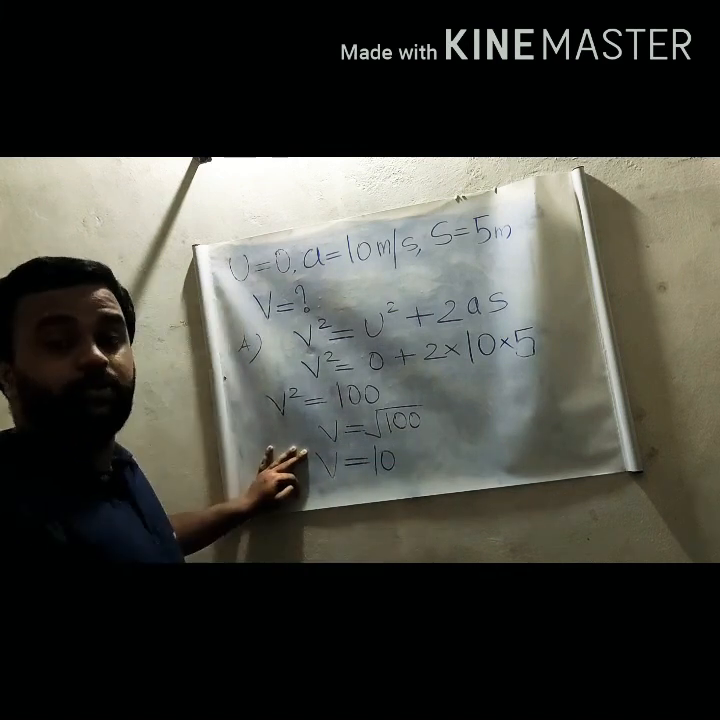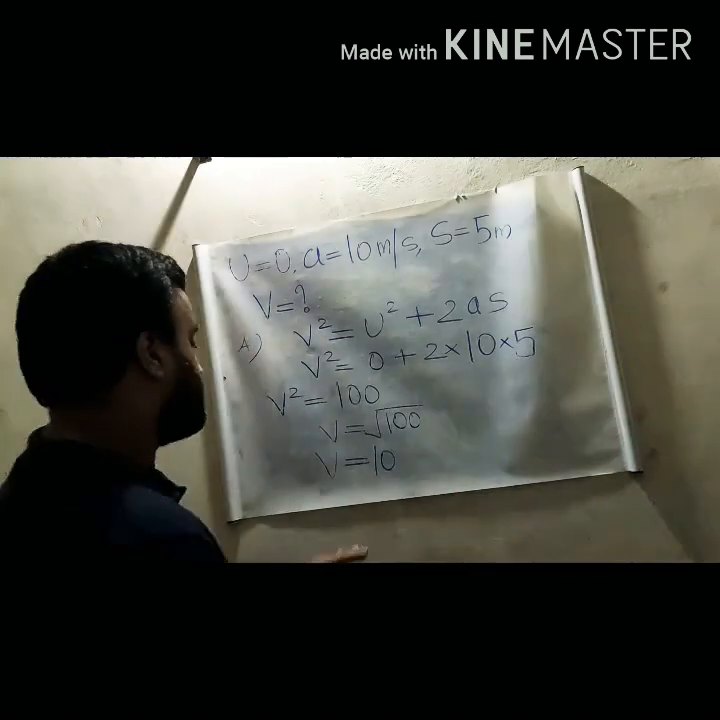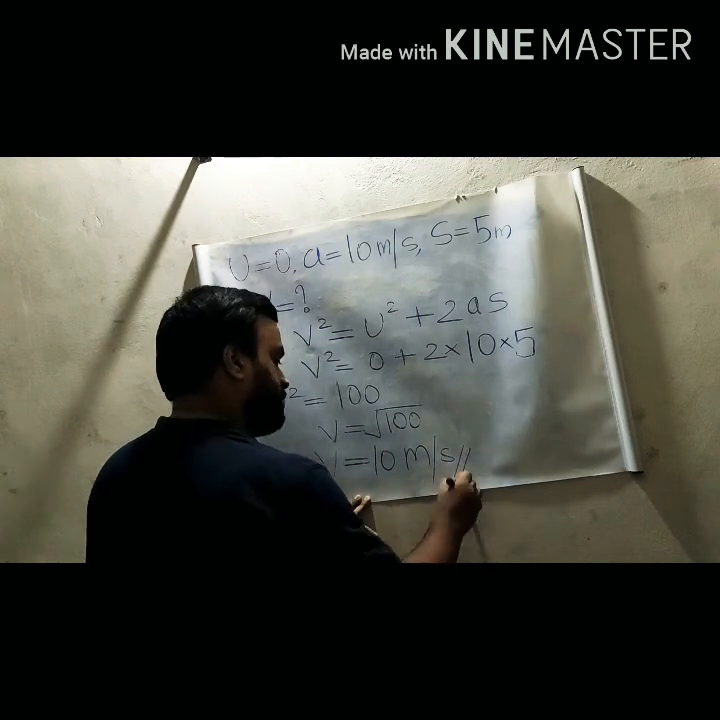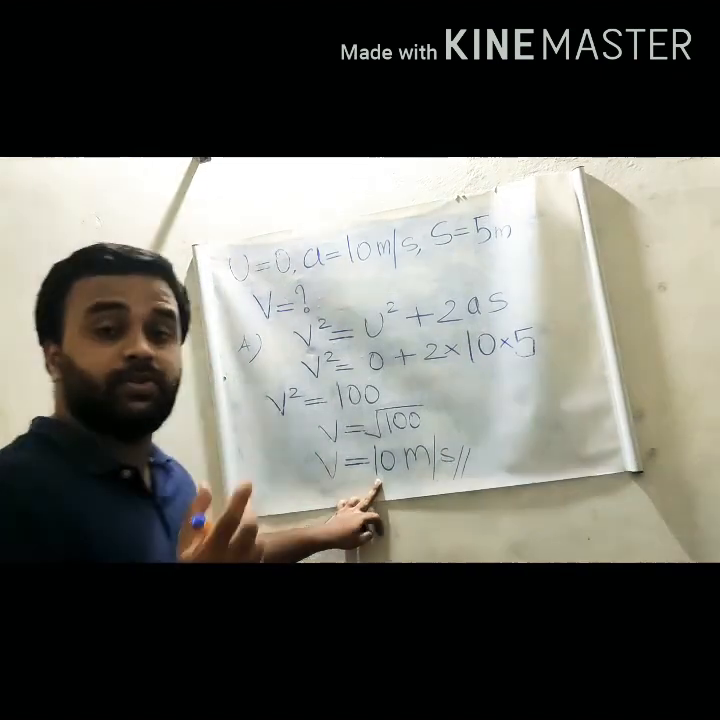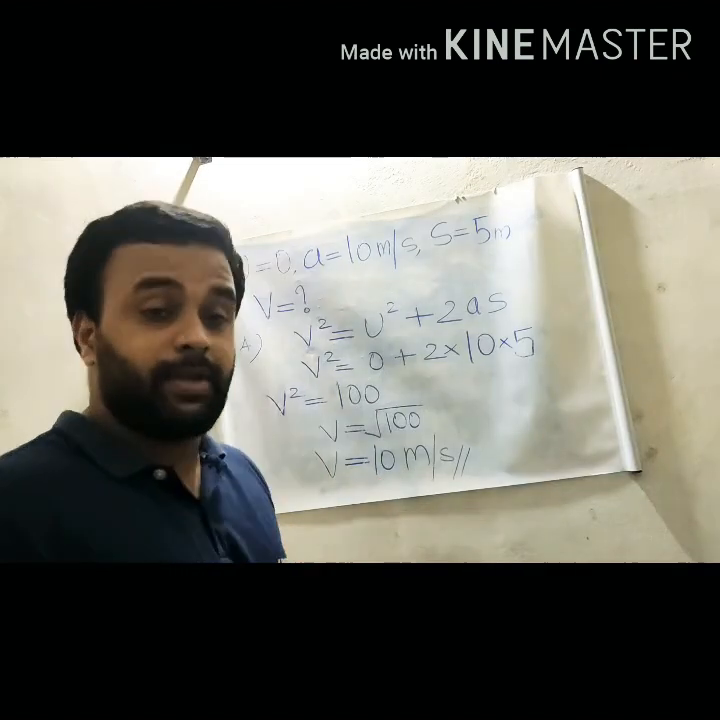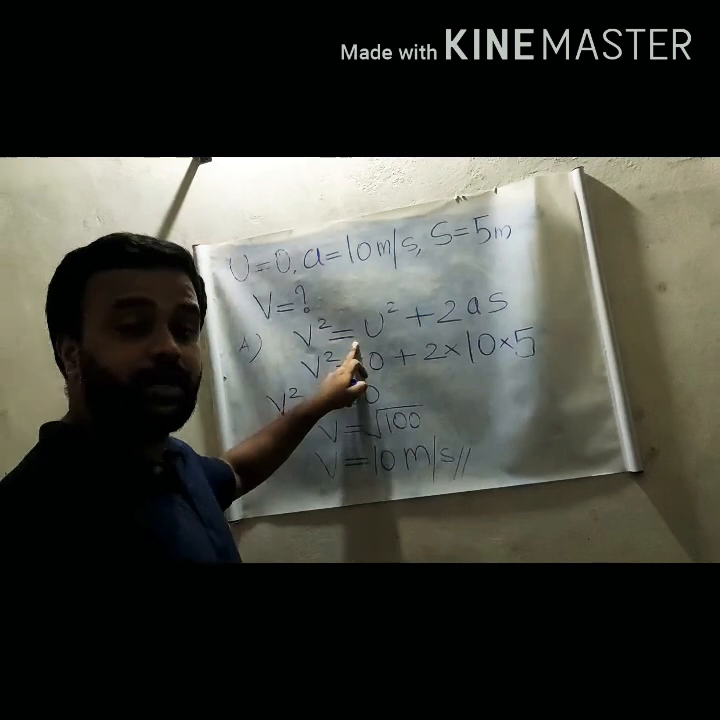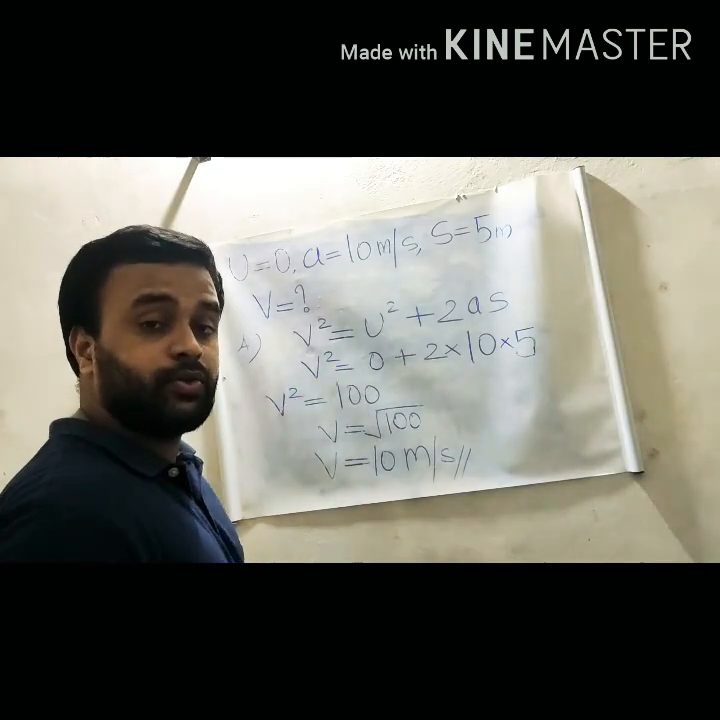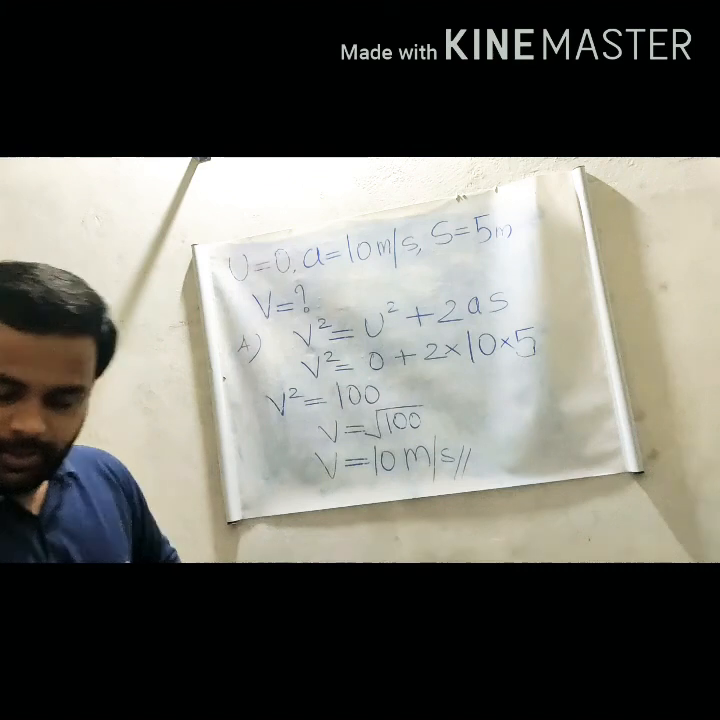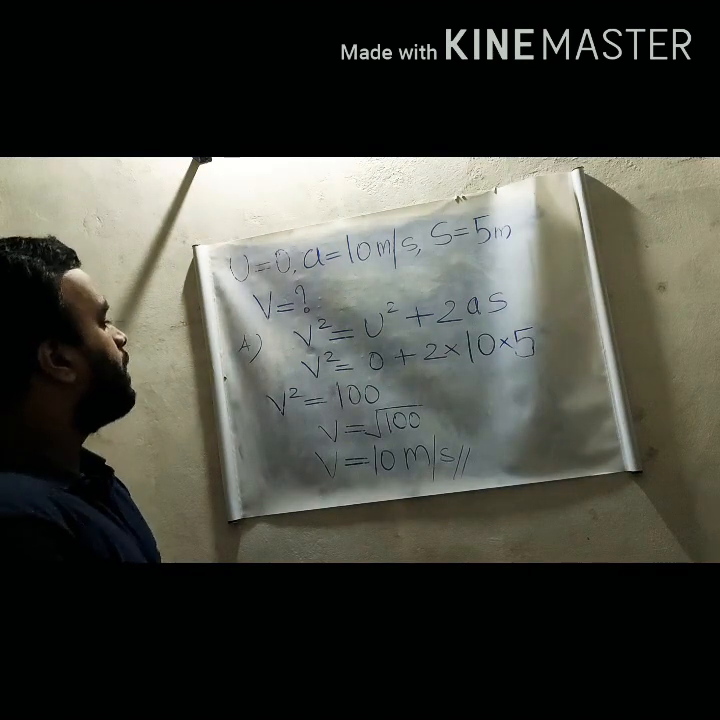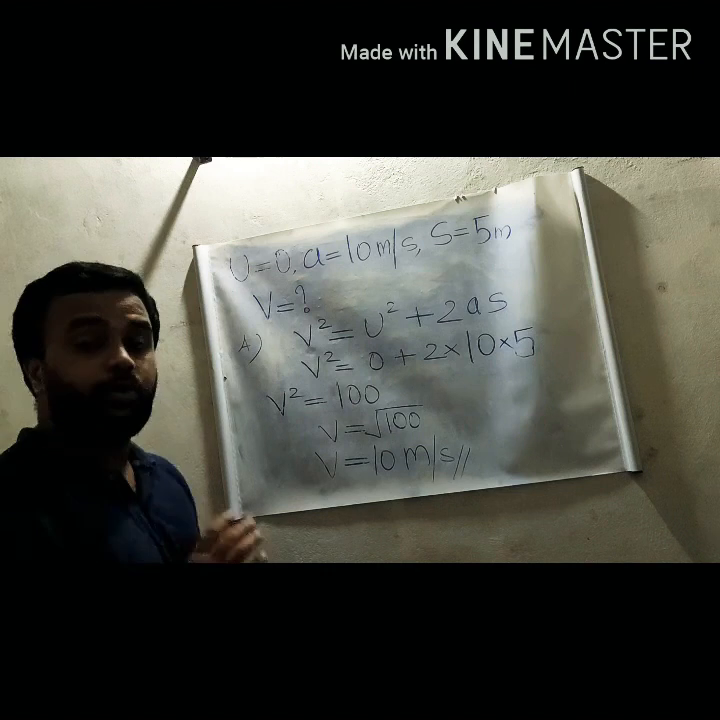What's the unit of velocity? Unit of velocity is meter per second. So what's the answer? Velocity v is equal to 10 meter per second. And the formula is v square is equal to u square plus 2as. It's all about this problem.